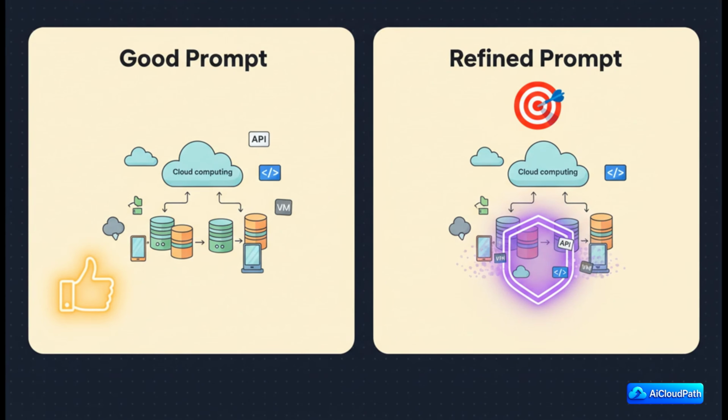Let's actually see how this works. Our original prompt on the left is pretty good: explain cloud computing to a beginner. But it might still sneak in a few technical terms. So by adding that negative prompt, without using any technical terminology, we get the much better prompt on the right. It seems like a tiny change, but man, it makes a huge difference in getting the exact response you're after.